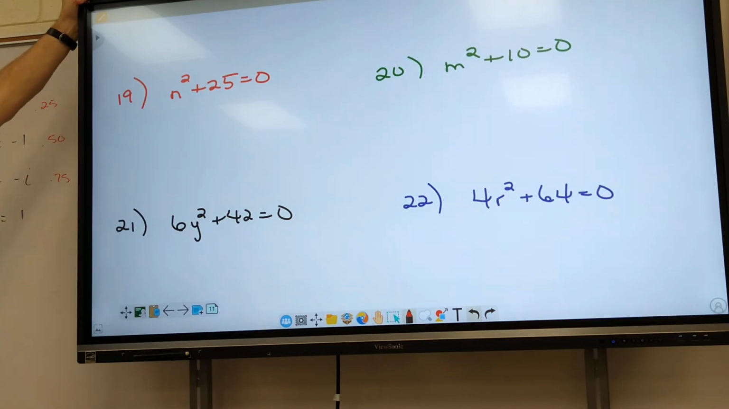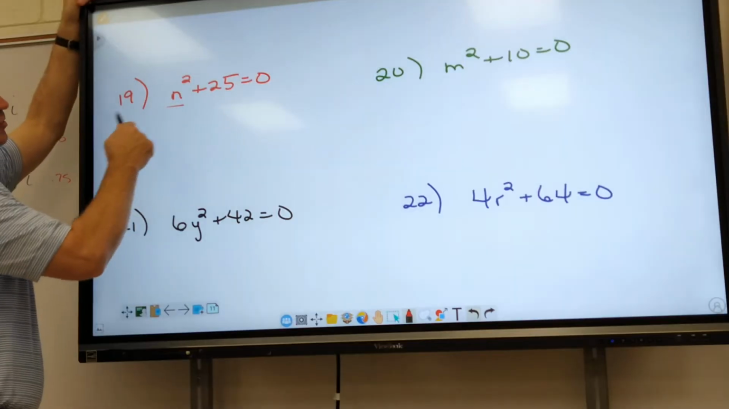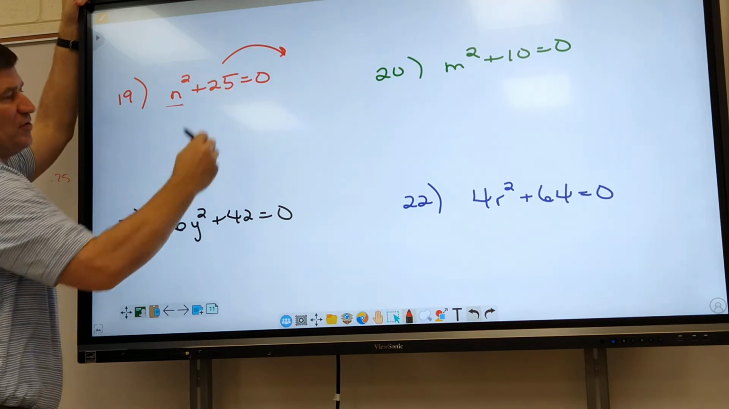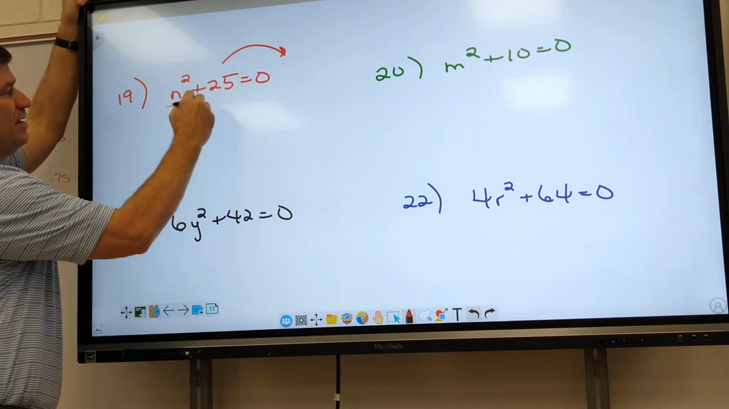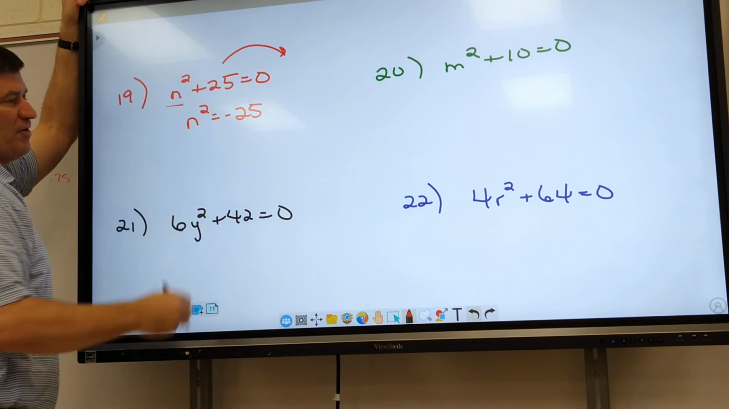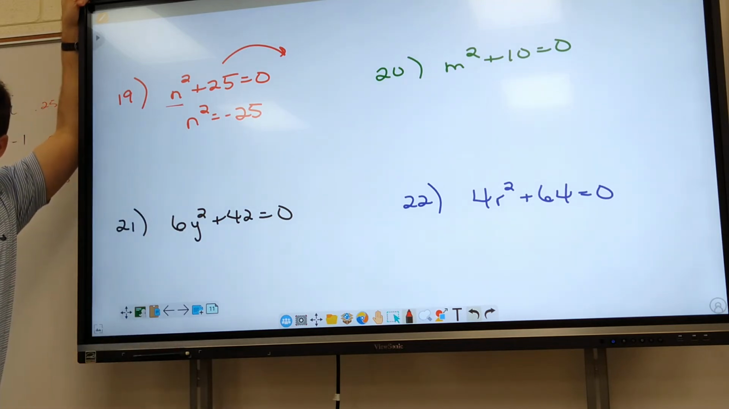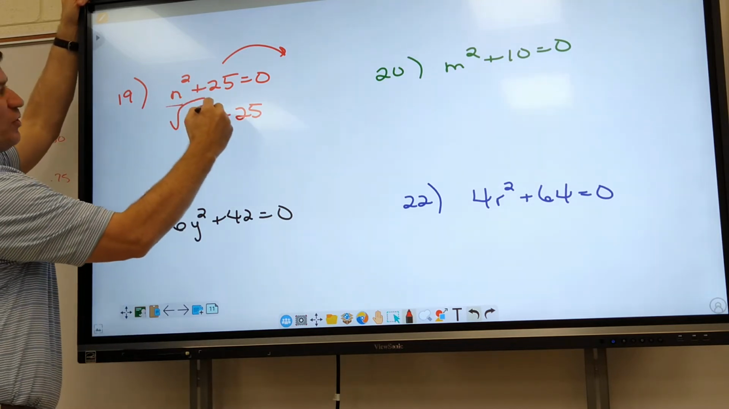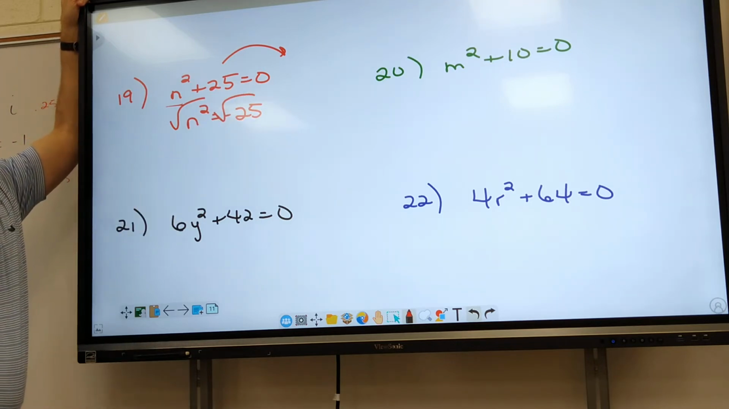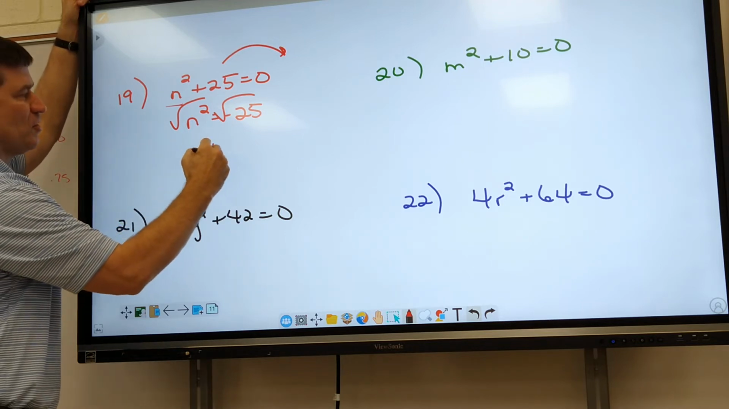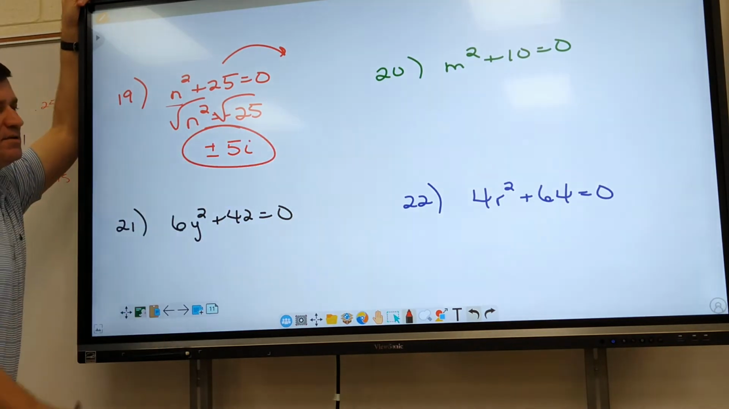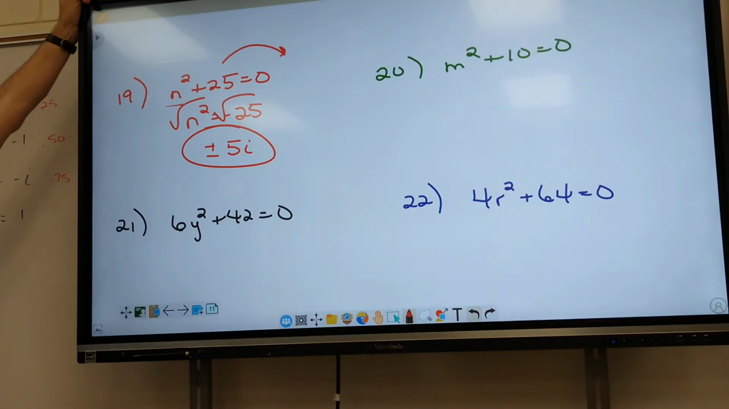All right, 19. We have to solve for n. What happens to 25 when I move it over? So I've got n squared equals negative 25. Write it down. Next step, I take a square root. What's the square root of positive 25? 5. So the square root of negative 25 is 5i. Plus or minus 5i is my answer. Where did the plus or minus come from? Anytime you're solving and you take a square root. Positive 5i is one answer, negative 5i is the other.